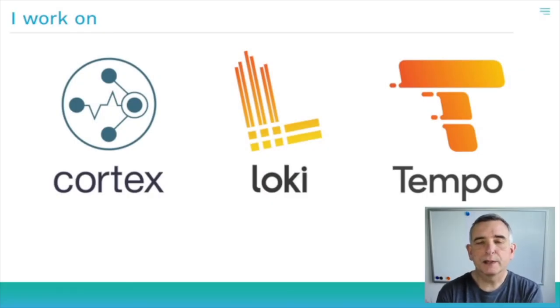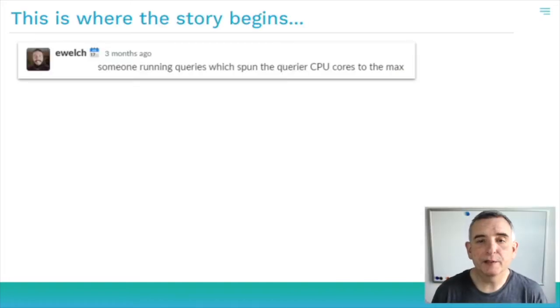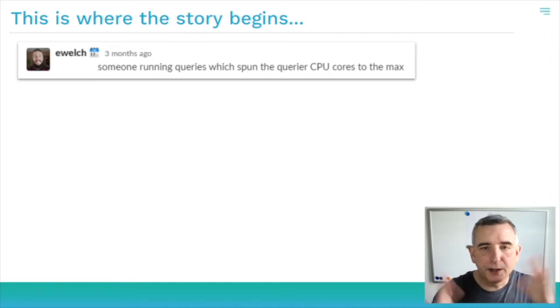At Grafana Labs, I work on what we call the back-end databases, and principally three big open source projects. Cortex does metrics, Loki stores logs, and Tempo is for distributed tracing. So this particular story begins a few months back when my colleague Ed Welsh posted a message on Slack saying that we had an overload situation. We had queues filling up and about 300 CPUs in this case being maxed out by some query on the logs system.